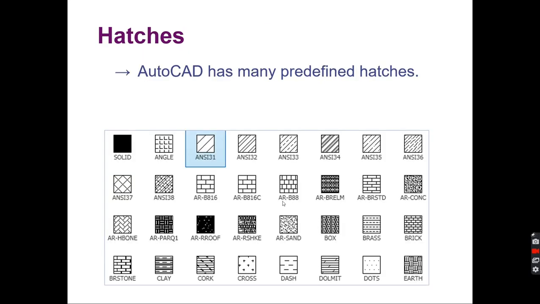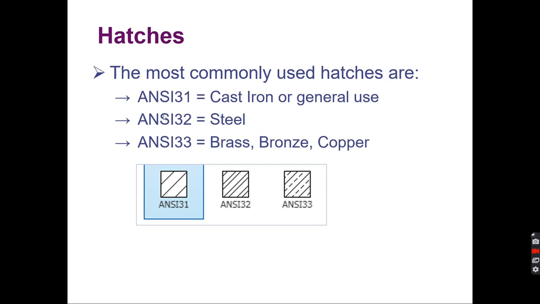standard symbols. AutoCAD has a whole bunch of symbols, everything from solid to cork, to earth, brick. The most commonly used are ANSI 31, 32, and 33: cast iron or general use, steel, bronze, brass, and copper. I said ANSI 131, but it's actually ANSI 31, 32, and 33.